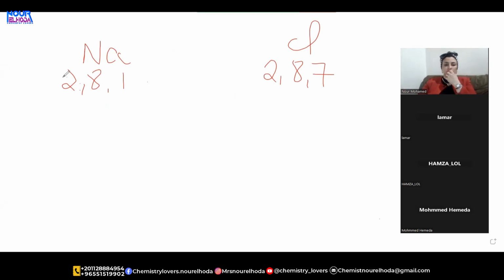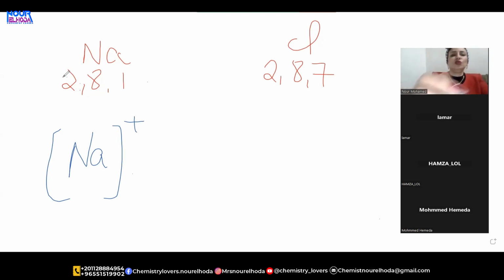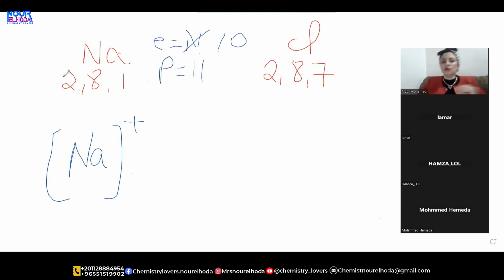To lose the one, should I draw the one? No. Either you draw 2 and 8, or just draw the sodium and draw a bracket and put plus. Why did I put plus? Because it had 11 electrons and 11 protons. I lost one of the electrons, so the protons become more. It had 11 electrons and 11 protons. I lost one electron, they become 10, but the protons are 11. So the positive charge is more by 1. So I need to put a positive charge.